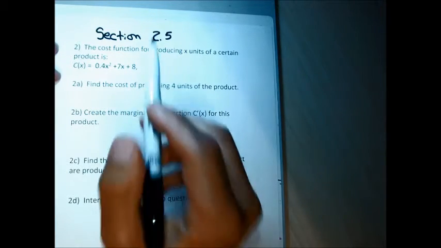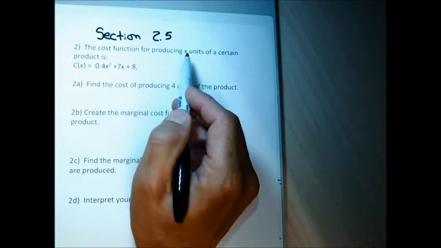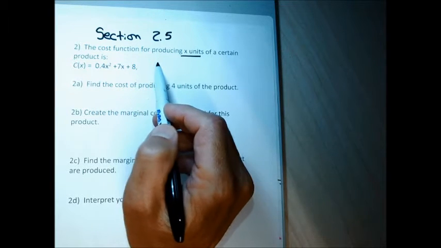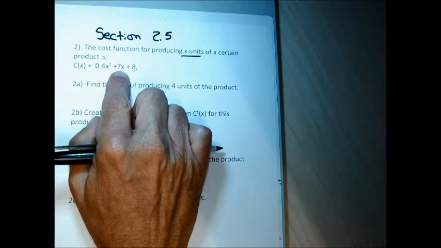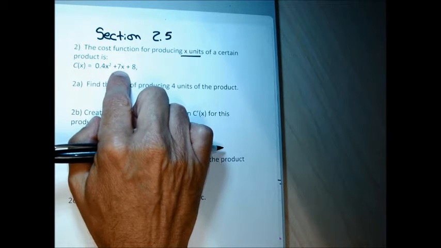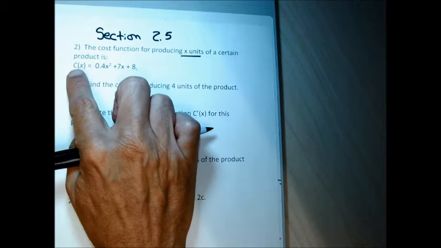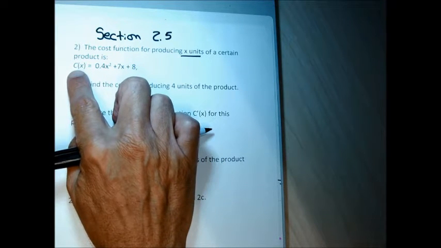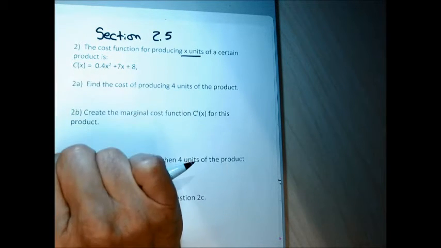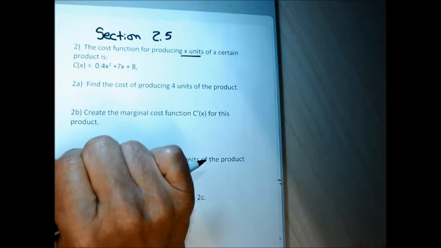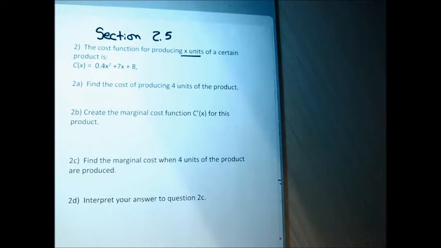So as I read through problem 2, the cost function for producing x units of a certain product is. So how this function works, the x stands for the number of units of the product that I'm producing. And when I plug a number in for x, I get out the cost of producing that many units. So C parentheses x means the cost of producing x units equals that. I'm going to exploit my calculator a lot in this section. And I'll do the first couple problems 2 ways on my calculator. And then ultimately, I'll do them all one way, the more efficient way.